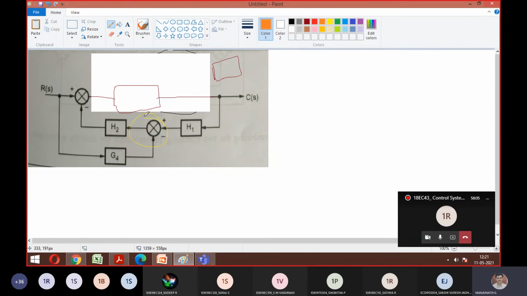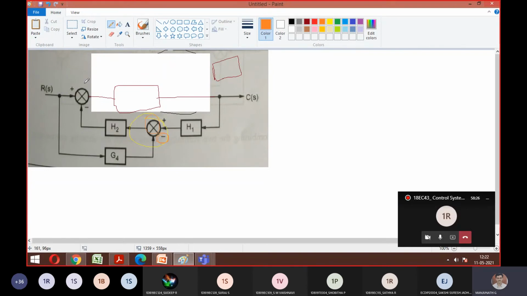So now how can we split this? Look here. If I split this, I can remove this, right? So if I remove this, H2, H1 is one combination I can connect. One more is G4 followed by this negative feedback, which means minus. You can look at that, there is a minus there.